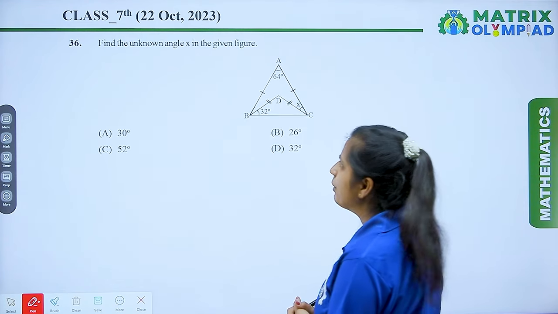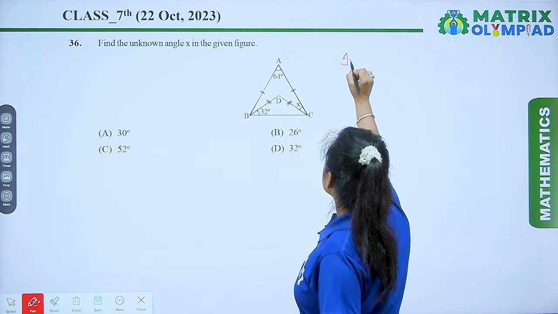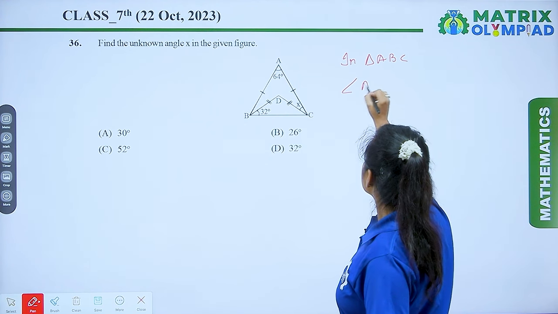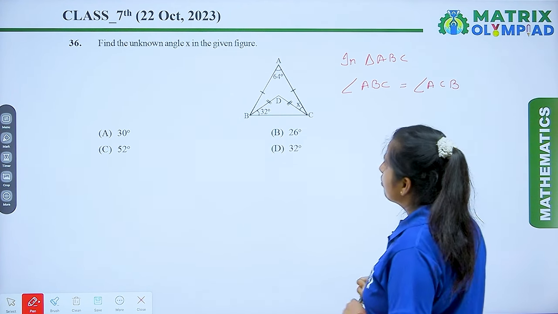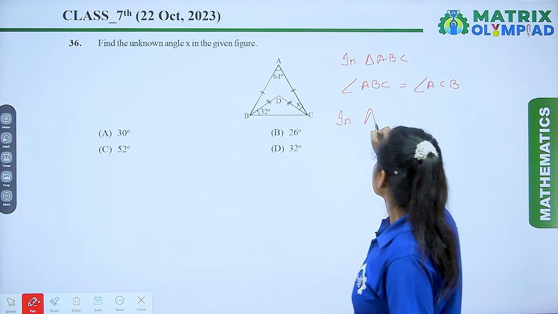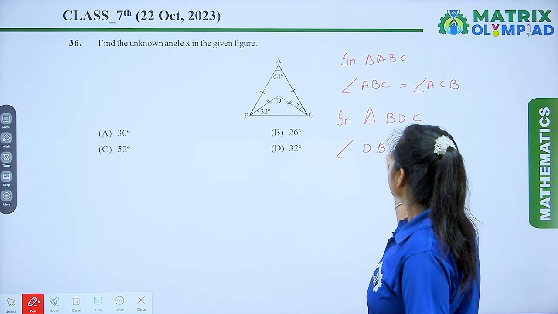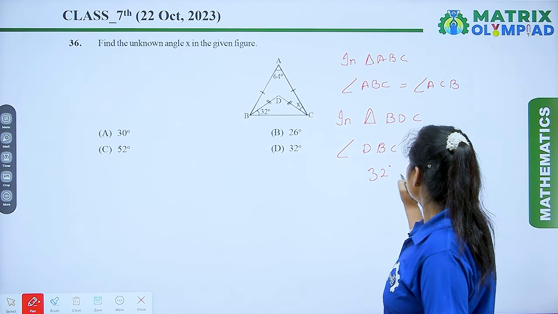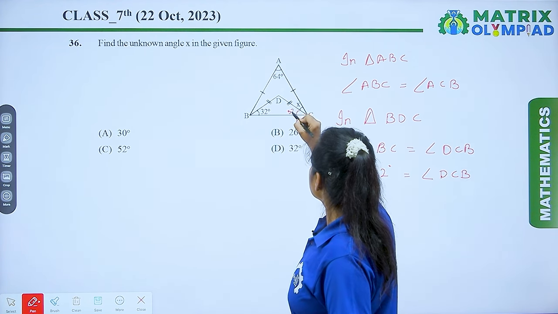Now, let's solve the next question, question number 36. In this question, we have to find out the value of X. So, here an isosceles triangle is given to us. In triangle ABC, angle ABC is equal to angle ACB because in an isosceles triangle, base angles are the same. And if we talk about the small triangle, that is triangle BDC, angle DBC is equal to angle DCB, that is 32 degrees. So, angle DCB is also 32 degrees.